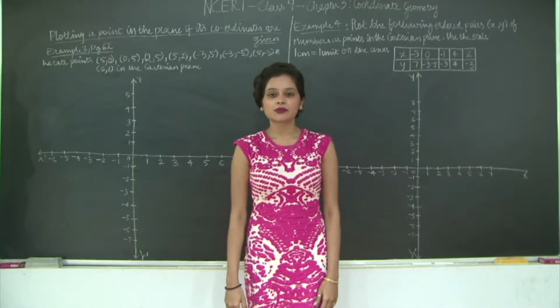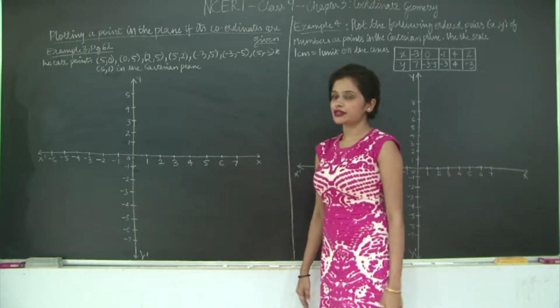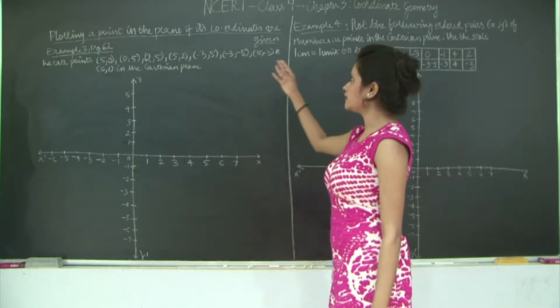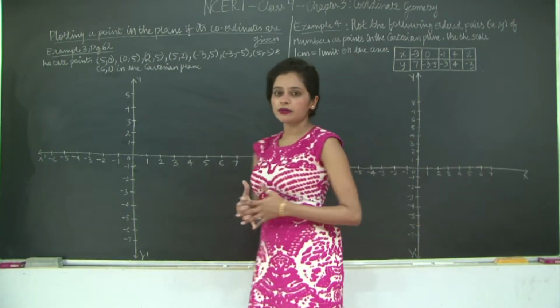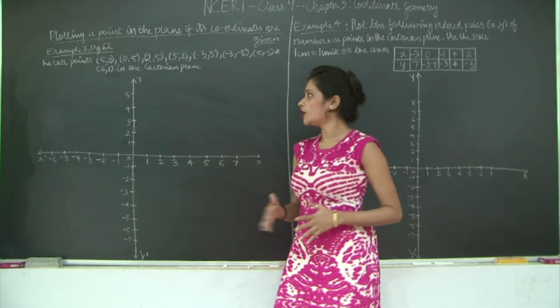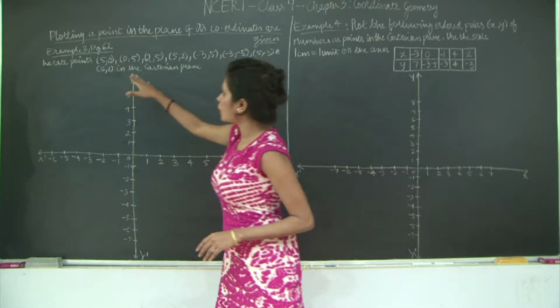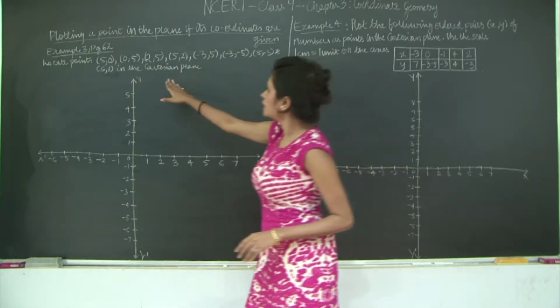Dear students, let us start with the last section of coordinate geometry, which is chapter 3. The last section is plotting a point in the plane if its coordinates are given. The plane is the Cartesian plane. We will take a look at example 3 on page 62. Locate points (5, 0), (0, 5), (2, 5) and so on in the Cartesian plane.